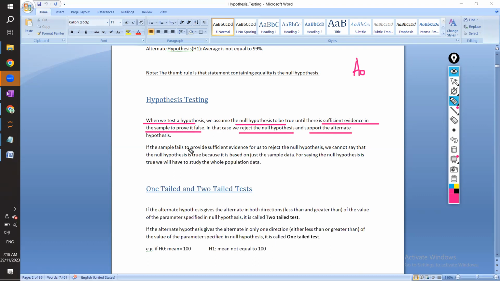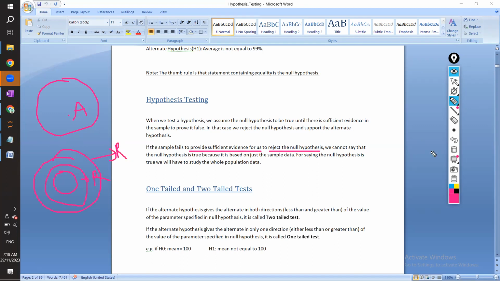If the sample fails to provide sufficient evidence for us to reject the null hypothesis, we cannot say that the null hypothesis is true, because it is just based on sample data. For saying the null hypothesis is true, we would have to study the whole population. From a whole population, you took some sample data, and based on this sample data you are doing some test. If this sample fails to provide sufficient evidence, you are not able to reject the null hypothesis based upon this data. But in future, if you are able to get more samples, then you can come back and reject the null hypothesis based upon the data.